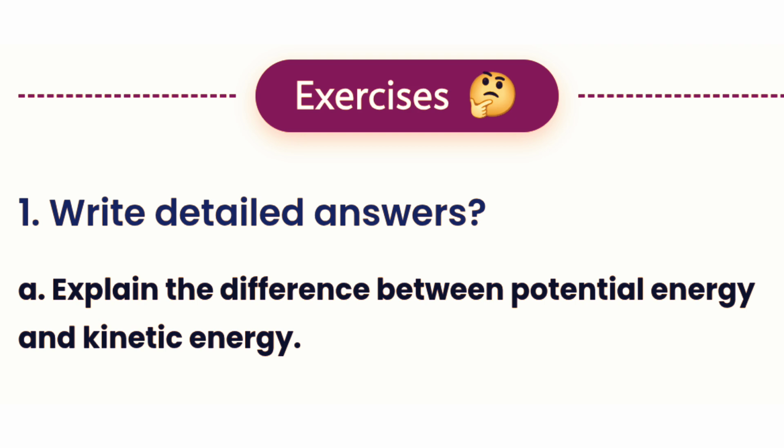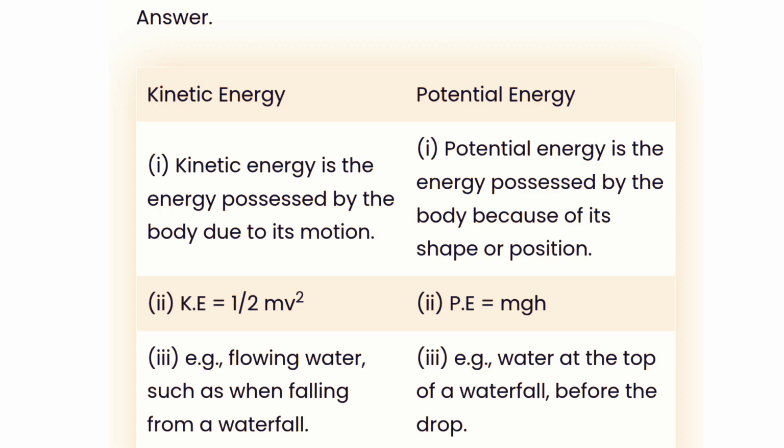Exercises. 1. Write detailed answers. A. Explain the difference between potential energy and kinetic energy. Answer. Kinetic energy, potential energy. i. Kinetic energy is the energy possessed by the body due to its motion. i. Potential energy is the energy possessed by the body because of its shape or position.